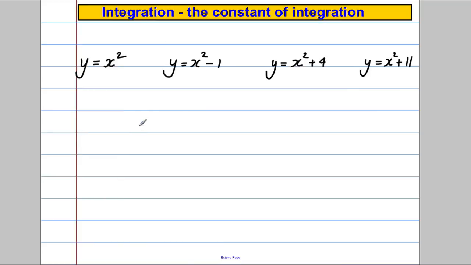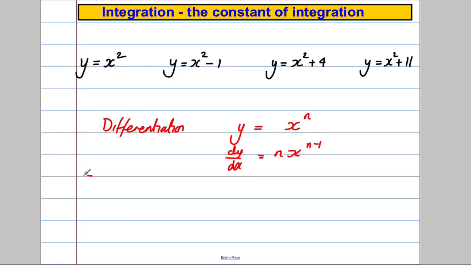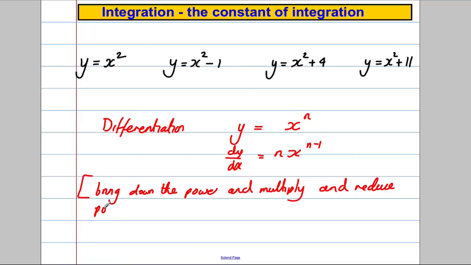So let's remember the differentiate rule. If you are differentiating something like y is equal to x to the power of n, well, dy by dx, you bring down the power n, you keep the x, and you reduce the power by 1. So let's just try and say that in words. We bring down the power and multiply by the new power and reduce power by 1. Okay, so the first thing we do, we bring down the power and multiply, and the second thing we do, we reduce the power by 1. Okay, so that was differentiation.